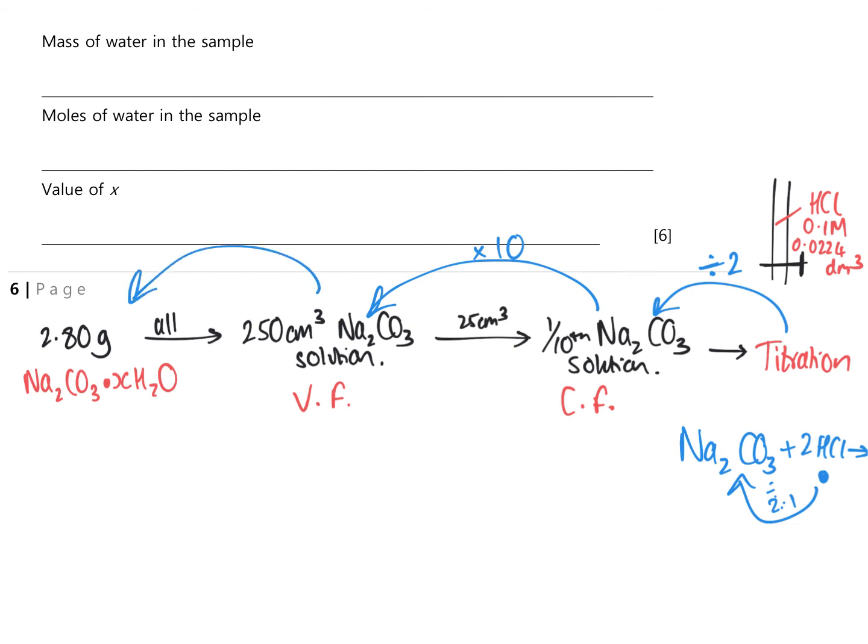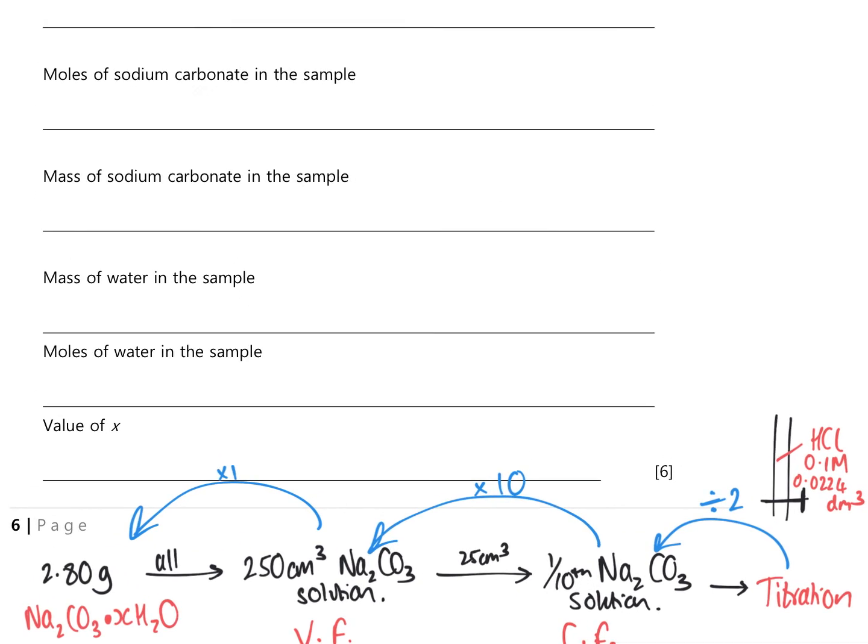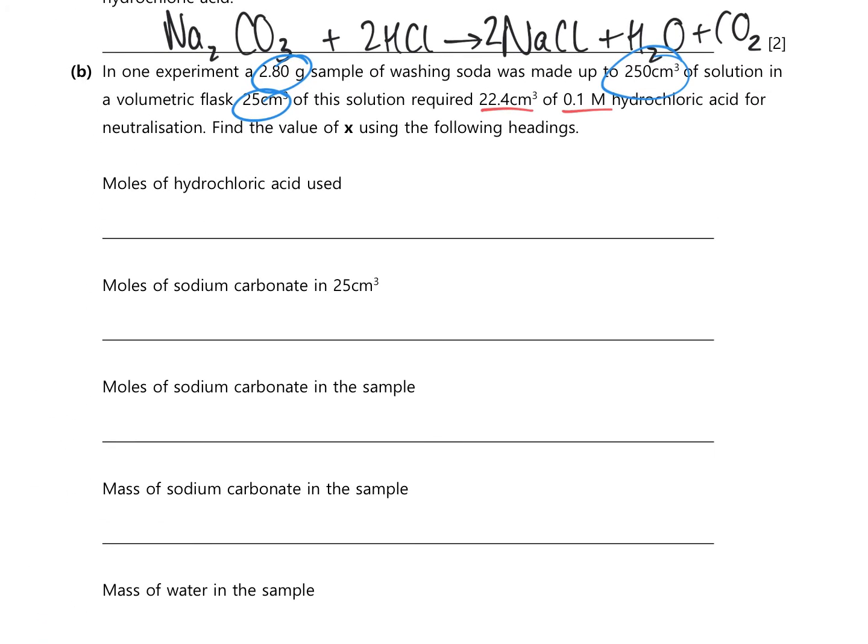And to go from our volumetric flask to our original sample, that's the same way, timesing by 1. So you can see these diagrams are ultimately the same each time. If it's a sodium carbonate against hydrochloric acid, your first moles transfer will be divided by 2. Then if it's 25 out of 250, it's going to be times by 10. So you can see the similarities in these, but obviously you've got to check the values for the question.